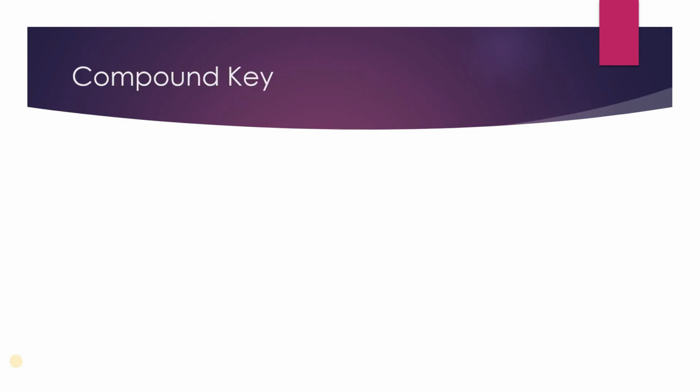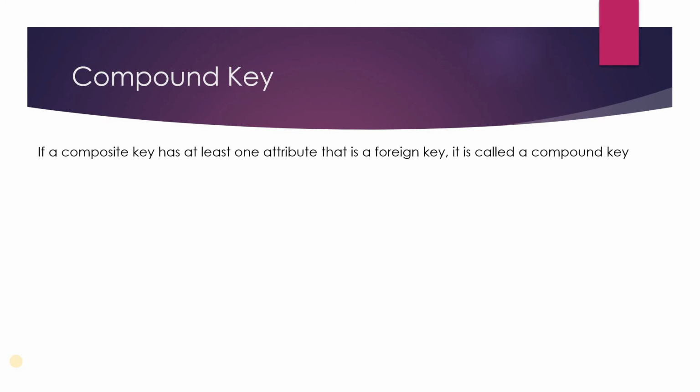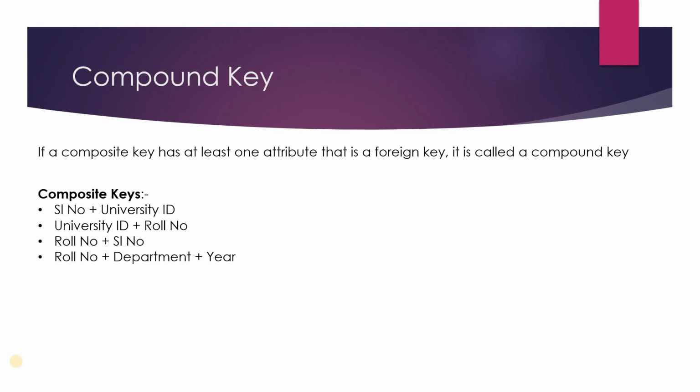So now we have the compound key. If a composite key has at least one attribute that is a foreign key, it's called a compound key. So let's have a look at the composite keys we have. And if we remember, in the previous slide, we found out that the department attribute is the foreign key in our table. So we can clearly see that the roll number plus department plus year contains the department attribute, and as it is the foreign key in our table, the roll number plus department plus year key becomes our compound key.